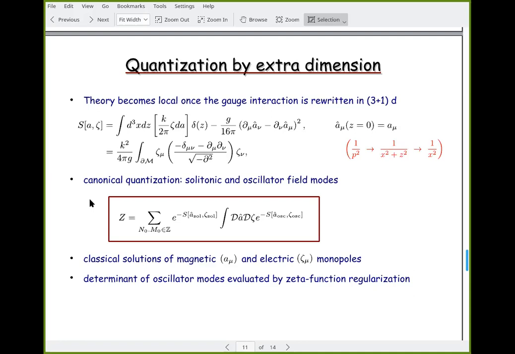So I solve the equation of motion and I impose a boundary condition on the equation of motion such that I have a soliton solution. I have to put a classical solution that contains magnetic and electric monopoles. Then I have oscillating states. I can split the path integral as usual in a semi-classical part for the solitary modes and fluctuation, quadratic fluctuation around it, okay? And so I can compute the partition function.